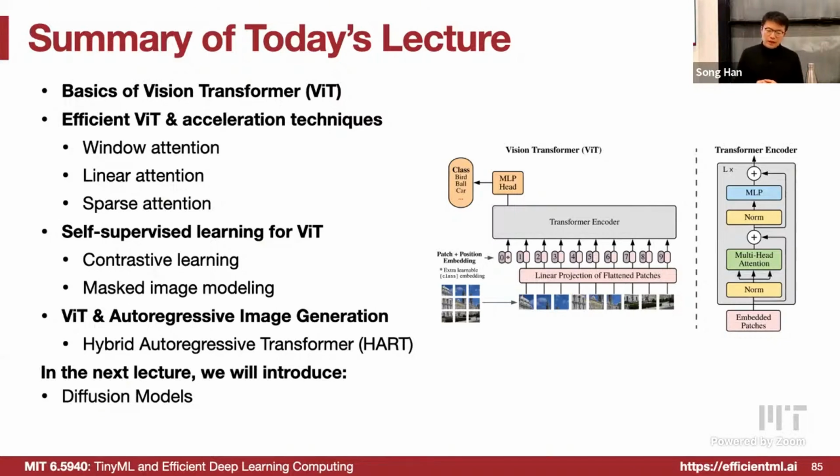And finally, we talked about not only the understanding or discriminative model, but also the generative model. How do we use this token in, token out approach combined with a very lightweight diffusion model, this hybrid autoregressive transformer, to do image generation. So in the next lecture, we'll introduce diffusion models for image generation.